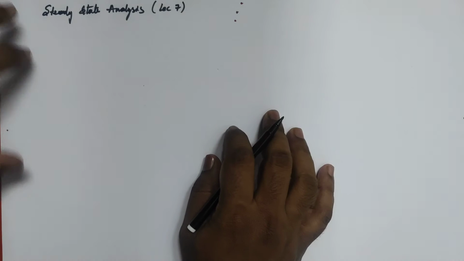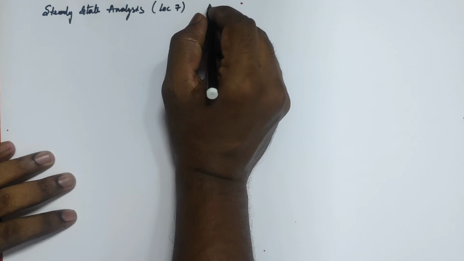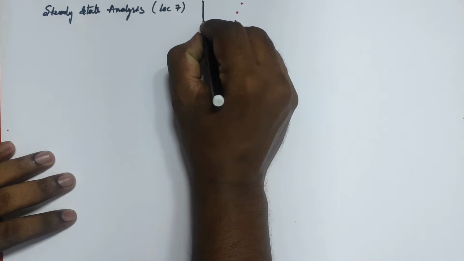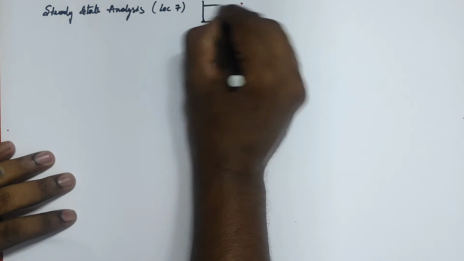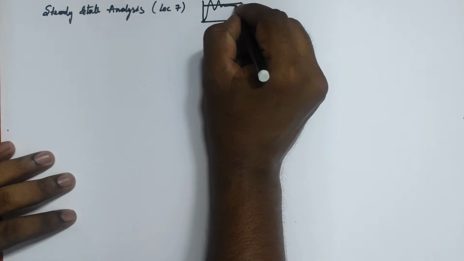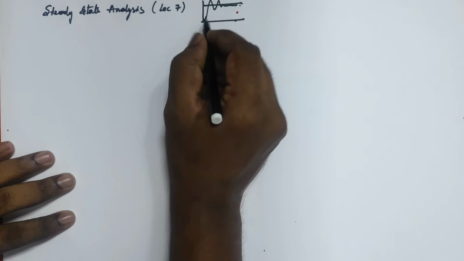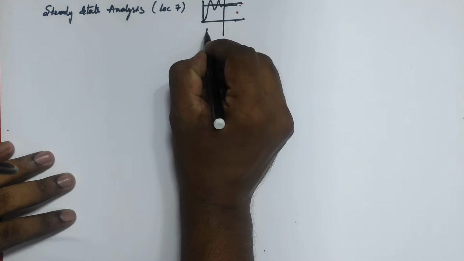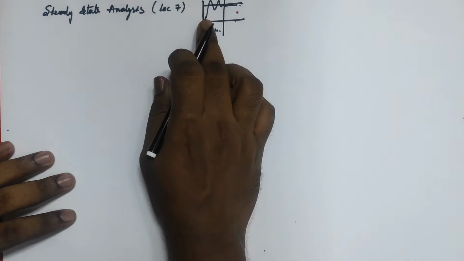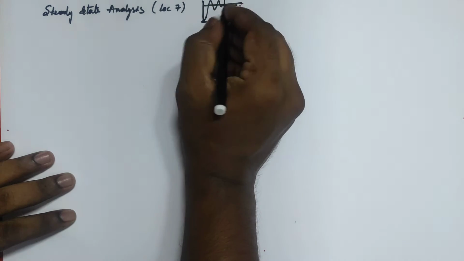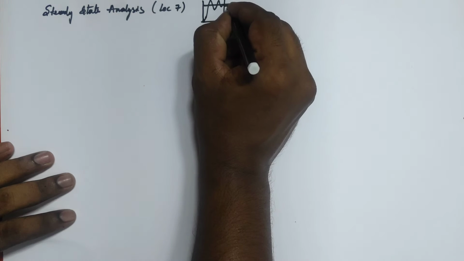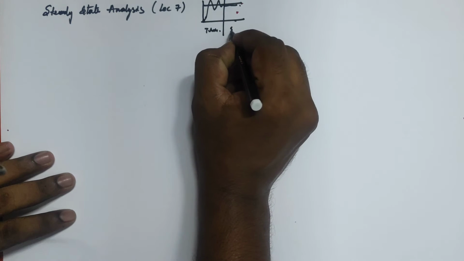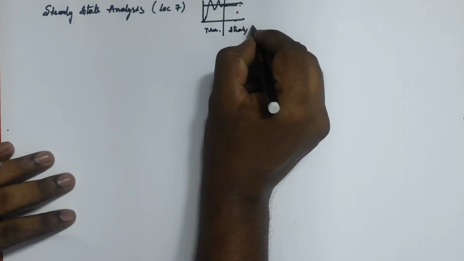So, welcome back, guys. In this lecture, we'll discuss steady state analysis. What is the steady state analysis of second order system response? As we already know, we've discussed the time response and its specifications. Up to transient, we dealt with peak time, rise time, settling time, and peak overshoot. Now we'll discuss steady state response, steady state analysis.